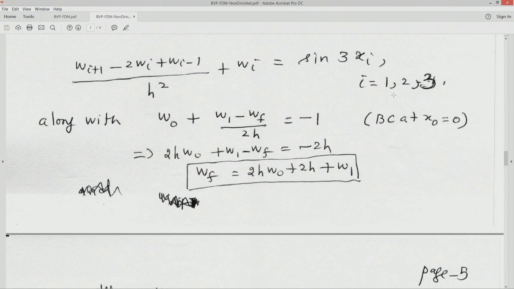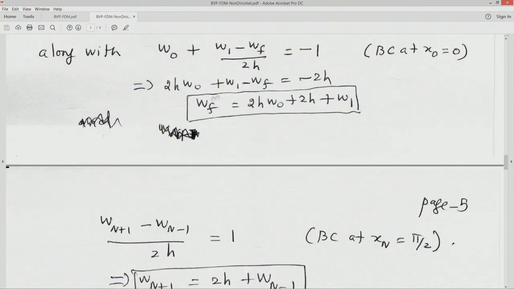Now, the first boundary condition is the Robin boundary condition, and therefore, we have to replace the derivative there by means of a second order accurate central difference scheme. When we do that, we get Wf, which is the approximate value of y at xf, where xf is a fictitious point introduced to the left of x naught. So, Wf turns out to be this, and it is expressed in terms of W naught and W1. So, this is obtained from the first boundary condition, which is of the Robin type.